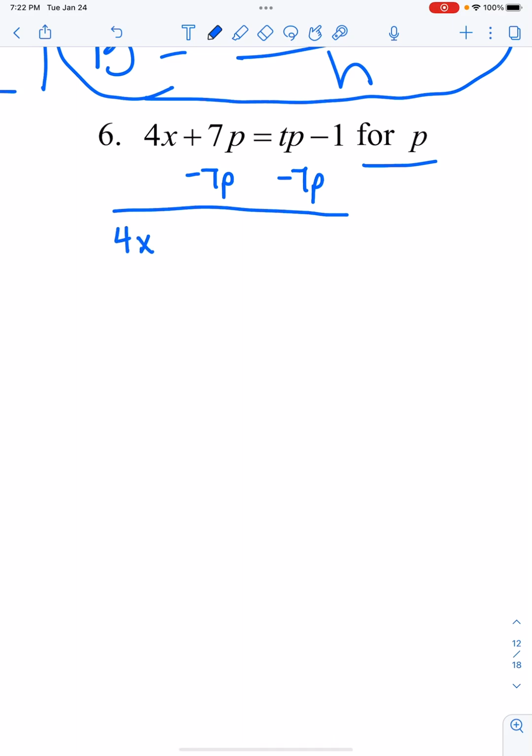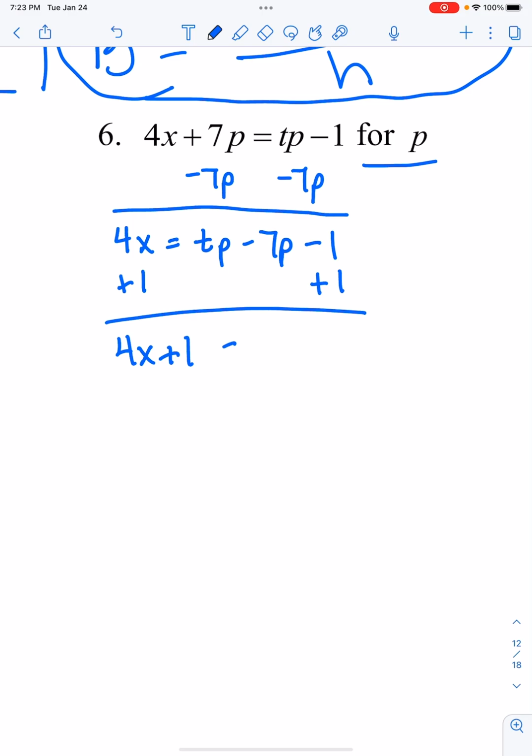So I get 4x equals tp minus 7p minus 1. Now, on the right side, I have every expression that has the p, but I also have minus 1. It doesn't have a p, so I need to undo the subtraction with addition and move the 1 to the other side. So I get 4x plus 1 equals tp minus 7p.